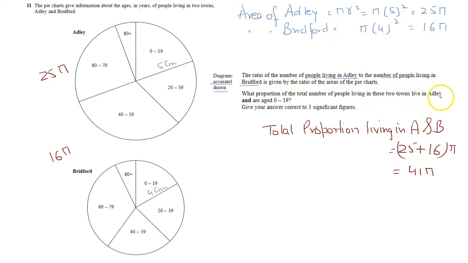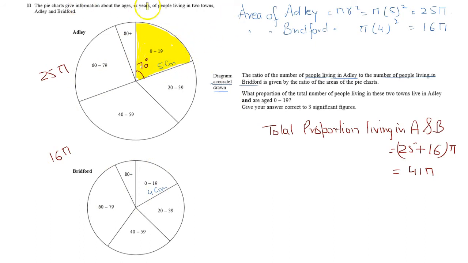What proportion of the total number of people living in these two towns live in Adelaide and are aged 0 to 19? Now this one, so we have to calculate this angle. So if you calculate, you will get 70 degrees. So for this proportion, we only have to find this out of this complete area.